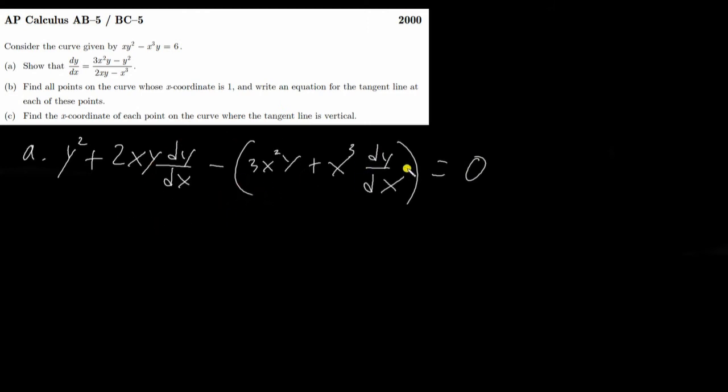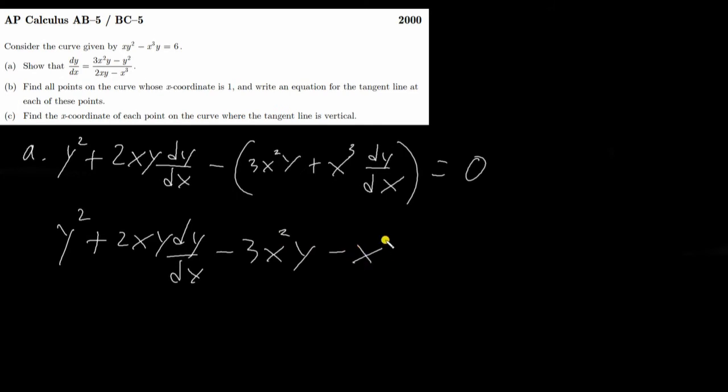And now we just have to solve this equation for dy/dx. So let's first start by distributing the negative. I'll write my y squared, my 2xy dy/dx, minus 3x squared y, minus x cubed dy/dx, equals 0. Don't forget that the negative goes to both of the things here. I feel like a lot of times when you make a mistake, it's not a calculus mistake, it's actually an algebra mistake. So we're going to watch for these small details that might cost you some points, yeah?